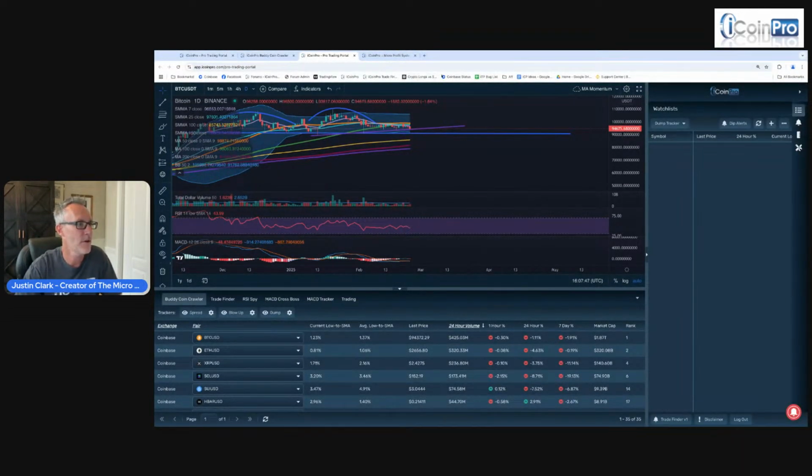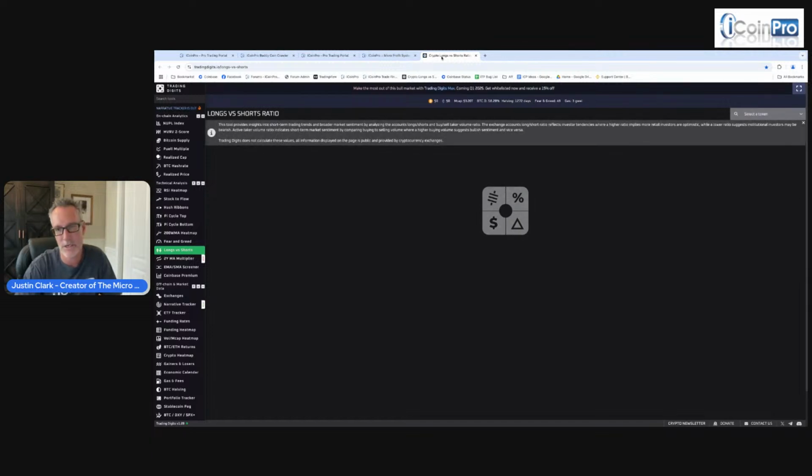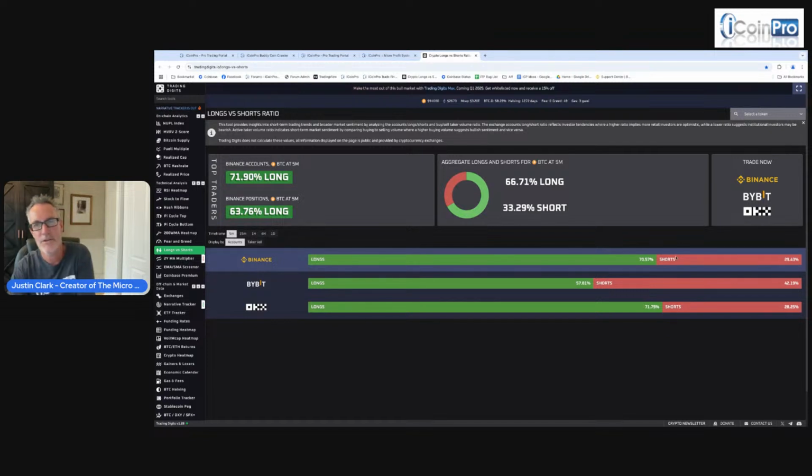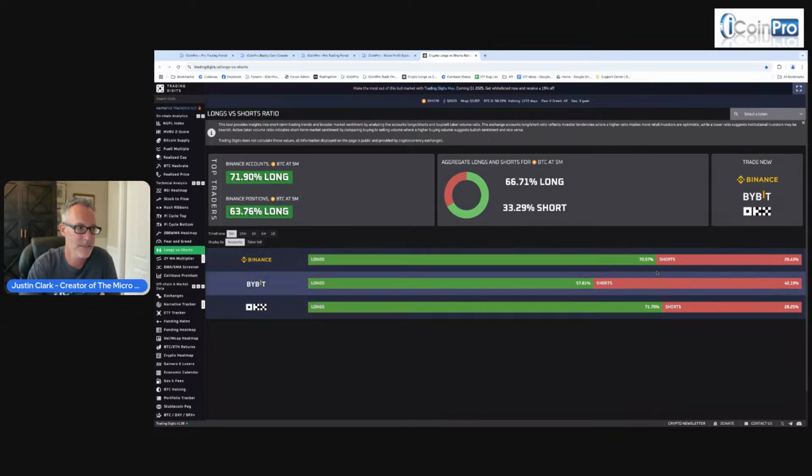Now we're going to take a look at longs and shorts. Longs are people betting Bitcoin's going up. Shorts are people betting Bitcoin's going down. The longs make money when Bitcoin goes up, and shorts make money when Bitcoin goes down. Most of these people longing and shorting like this are using leverage, which means they're borrowing money to exaggerate their potential gains and losses.